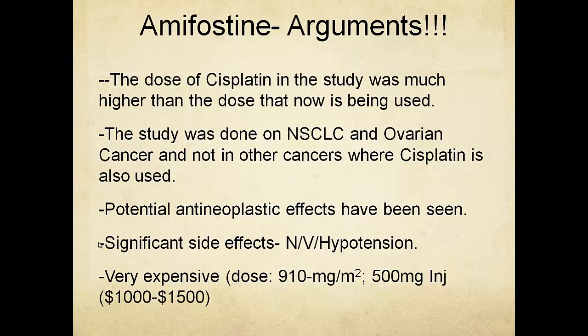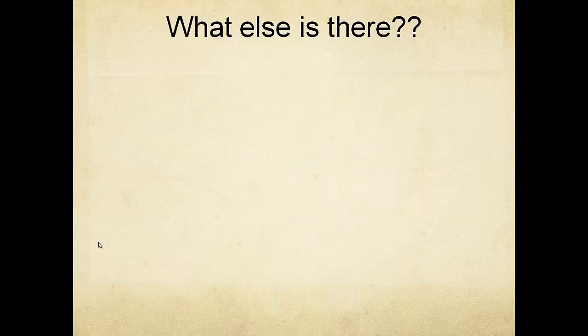What this means is that amifostine reduces the anti-neoplastic effect of cisplatin, and it has significant side effects with nausea, vomiting, and hypotension. It was also noted to be very expensive. A dose of 910 milligrams per meter square is proposed, and a 500 milligram injection costs anywhere between $1,000 to $1,500. So what else is there?